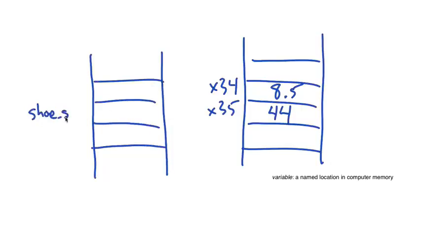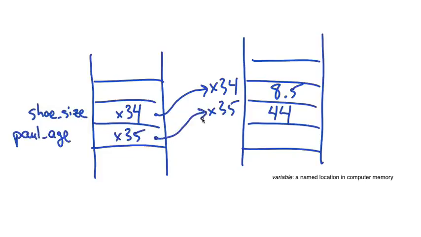We might have a variable shoe size that stores memory address X34. That means that shoe size refers to the value 8.5. In the same way, we might have a variable Paul age, whose value is 44. We accomplish this by storing memory address X35 with variable Paul age. A nice thing about Python is that you don't have to worry about which particular memory addresses are chosen. Python will keep track of all of this for you.